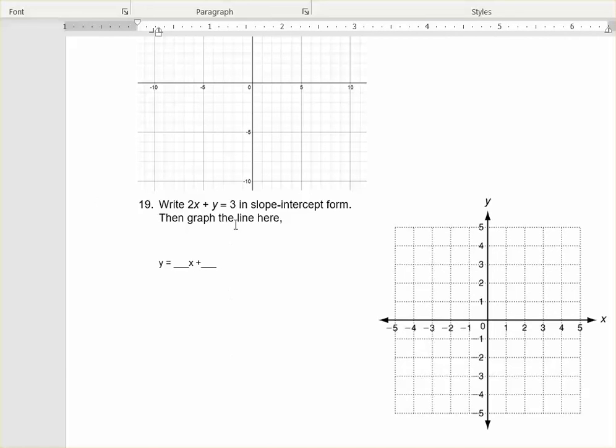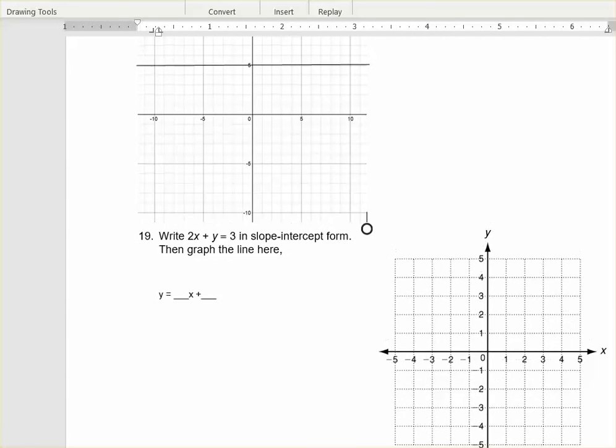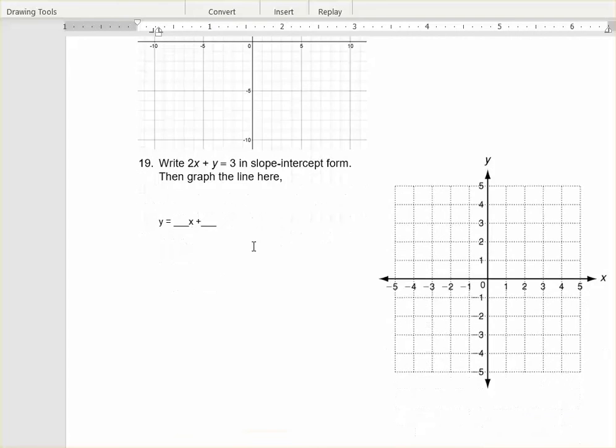And then in number 19, it says to write this in slope-intercept form. All that means is to make it so that it's y equals. Right now, it's 2x plus y. And I want y equals and then something x plus something. So what do you do to this to move it to the other side? How do you undo a plus 2x? The answer would be you would subtract 2x. And then you'll have a negative 2x, and then just write the plus 3 after it, and then graph it here.